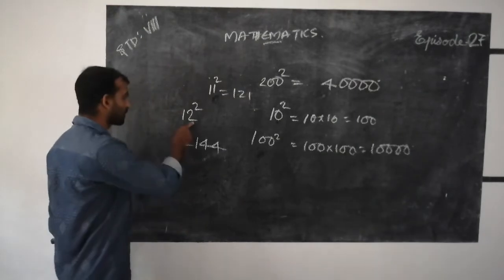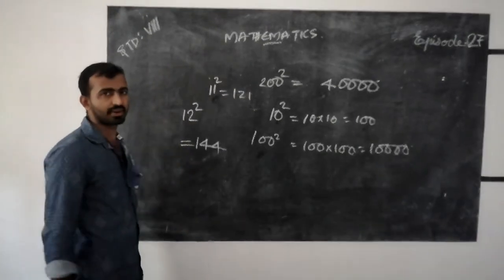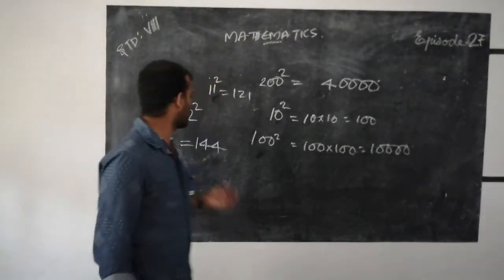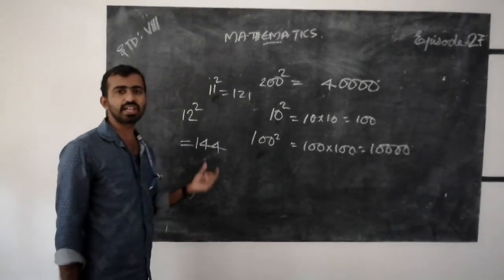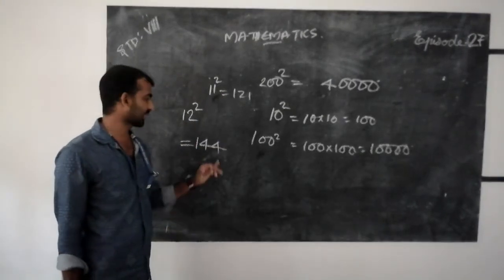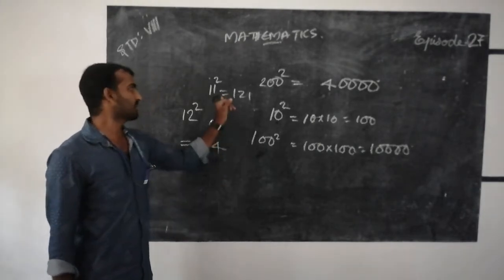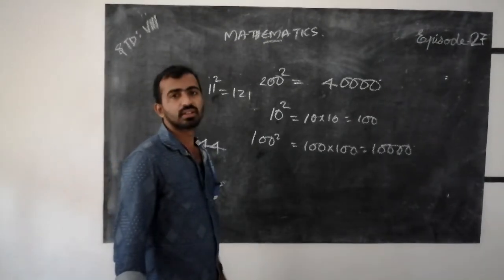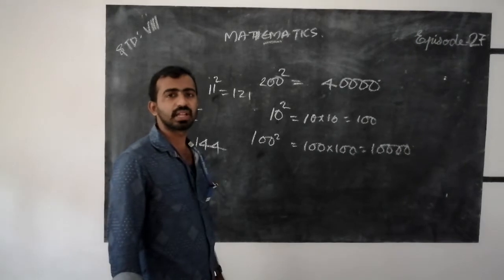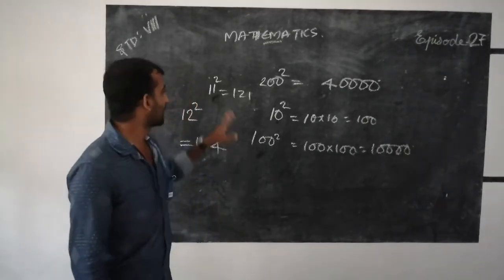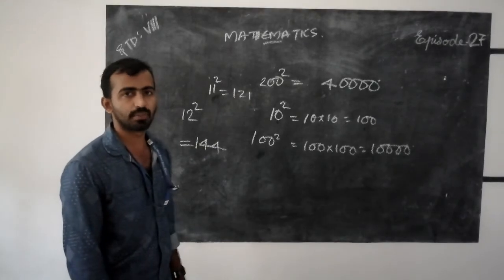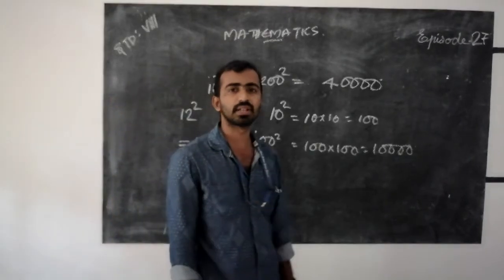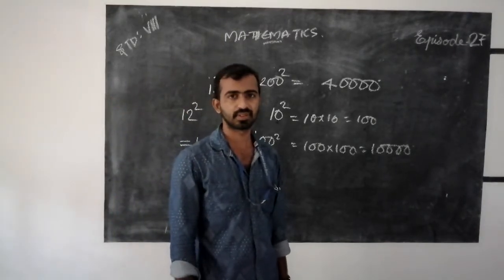When we see the unit place, 12 is an even number and 11 is an odd number. When we take the square of an even number, we get an even number. And when we take the square of 11, we get 121, which is also an odd number. So 11 is an odd number and we get the result as an odd number.